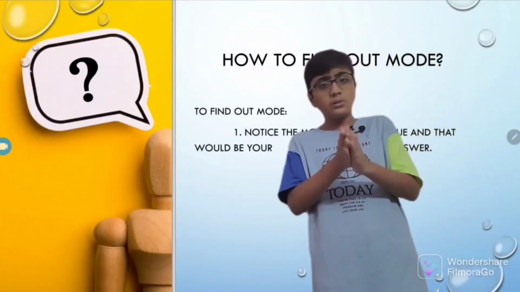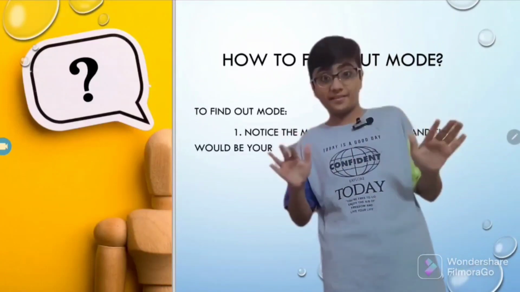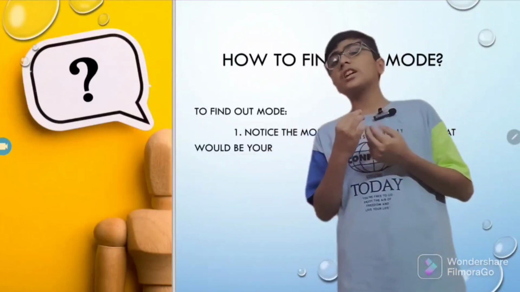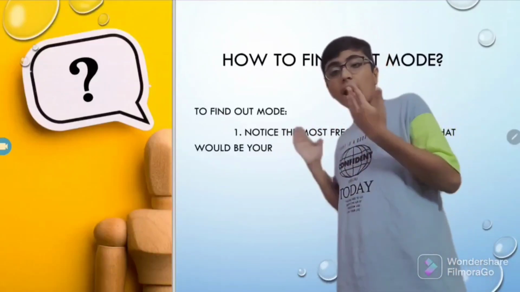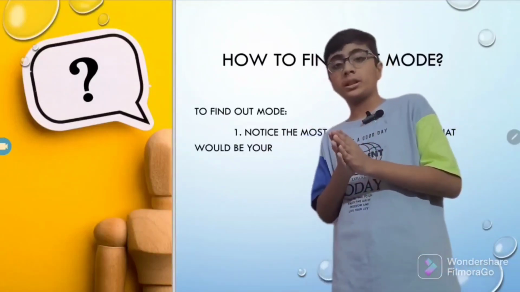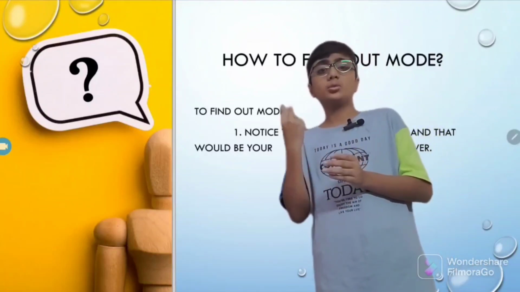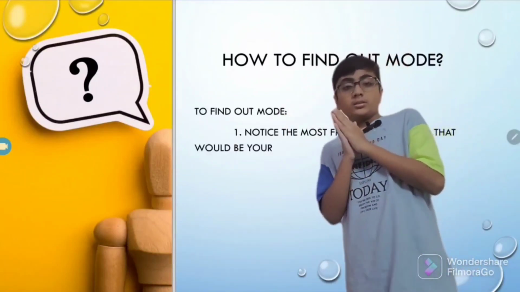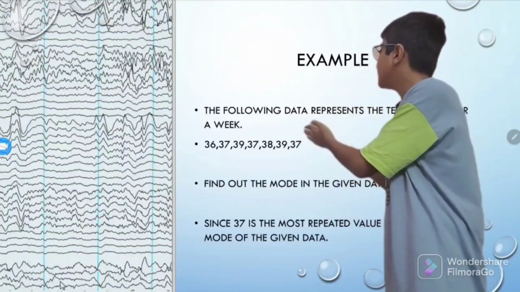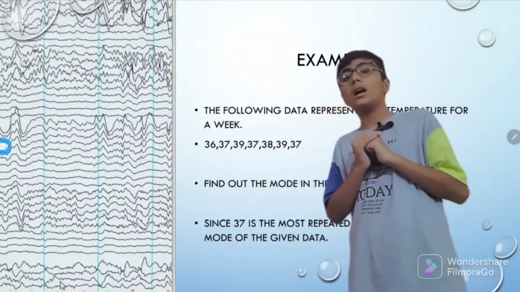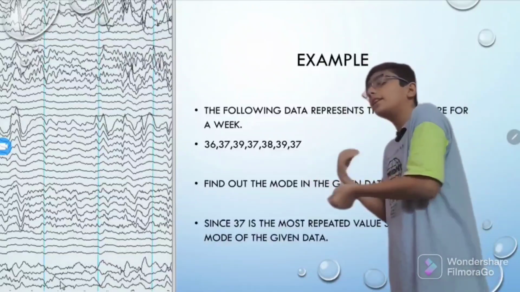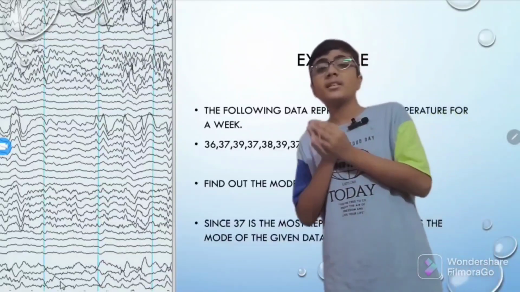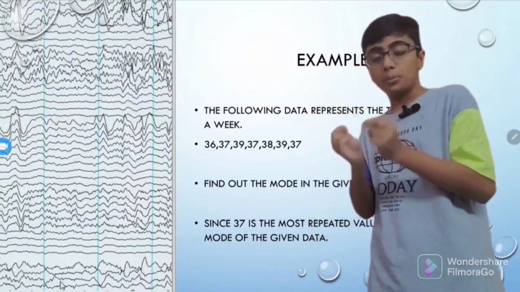To find the mode is pretty easy, since you just have to find which is the most frequent value in the data, and you would get the mode. It could be possible that you get two modes. The given data represents the temperature for a week. Now, 37 is the most frequent value, so that means 37 is the mode.